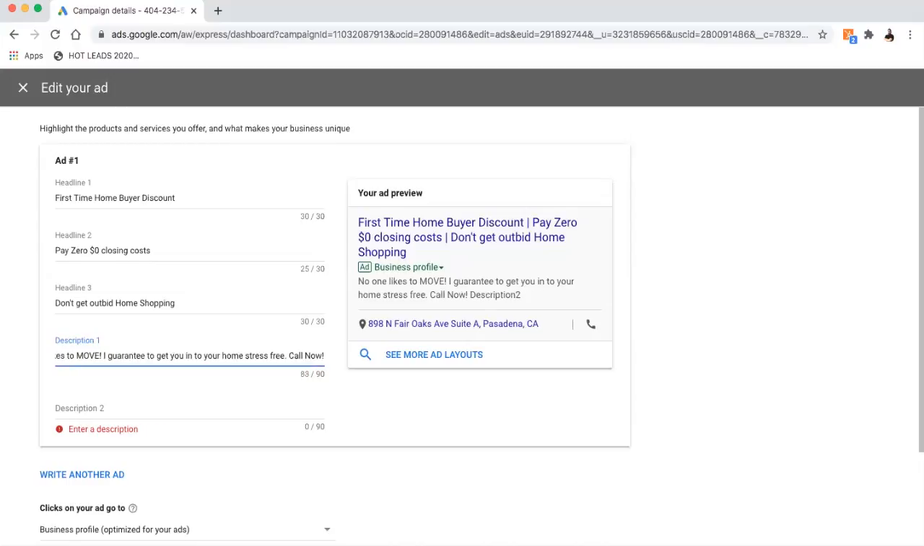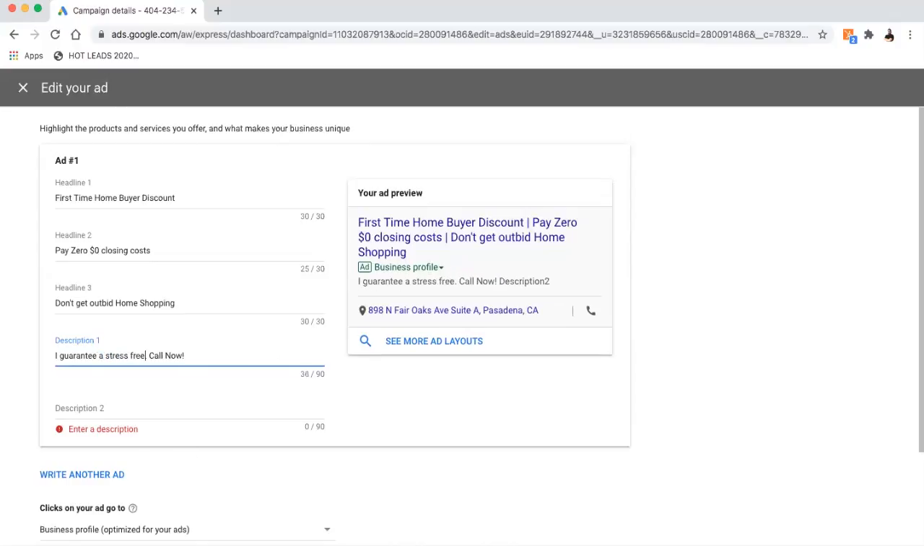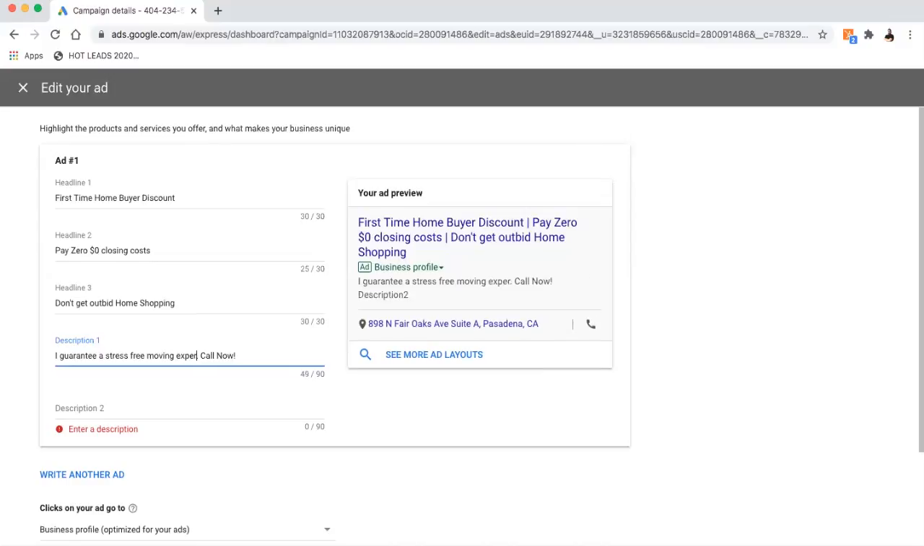Okay, let's take out the first line. The very first line, because we're already starting with something negative, even though we're talking about the pain point. And then what we're going to do is shift that, and we'll just start it with I guarantee. I guarantee to get you into your home. Or just I guarantee. Now you can say I guarantee a stress-free moving experience. Okay, perfect.